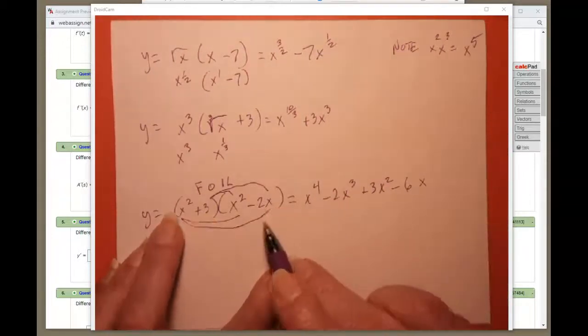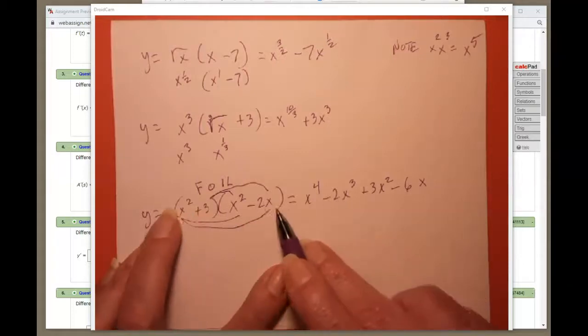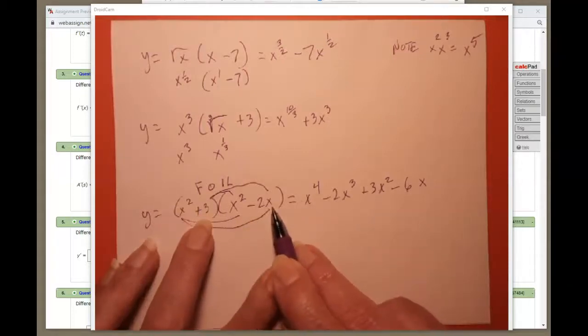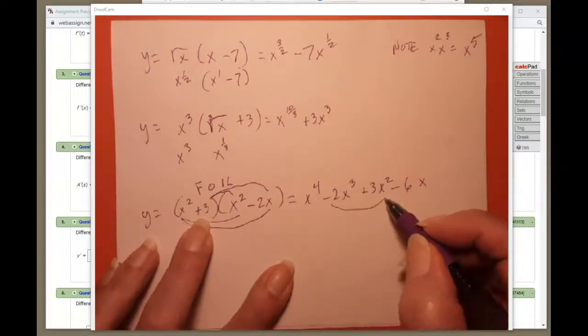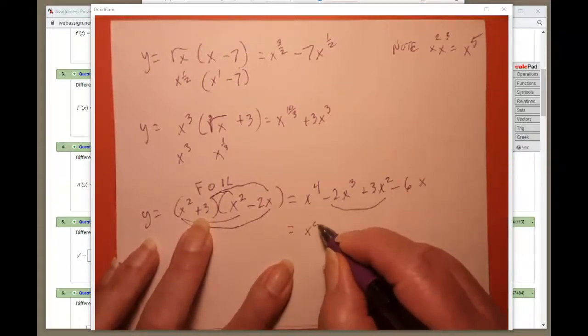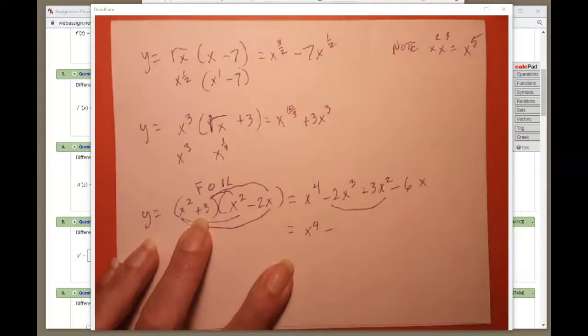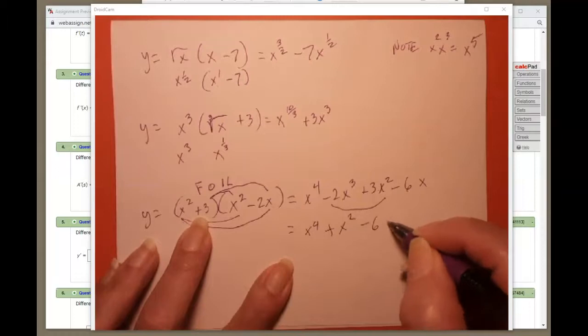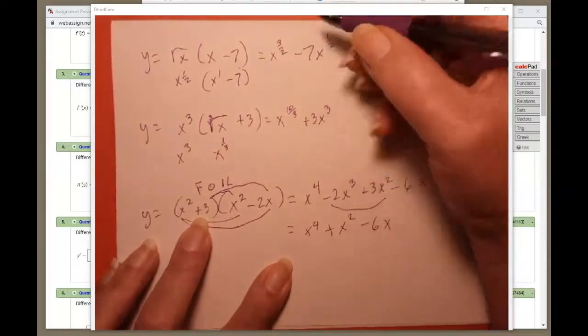And I'll check that real quick. x to the 4th minus 2x cubed plus 3x squared minus 6x. So I know that I can combine like terms there, so I'll write x to the 4th, well, plus, minus 2 plus 1 of them gives me x squared, minus 6x. So let's go back and take the derivatives.